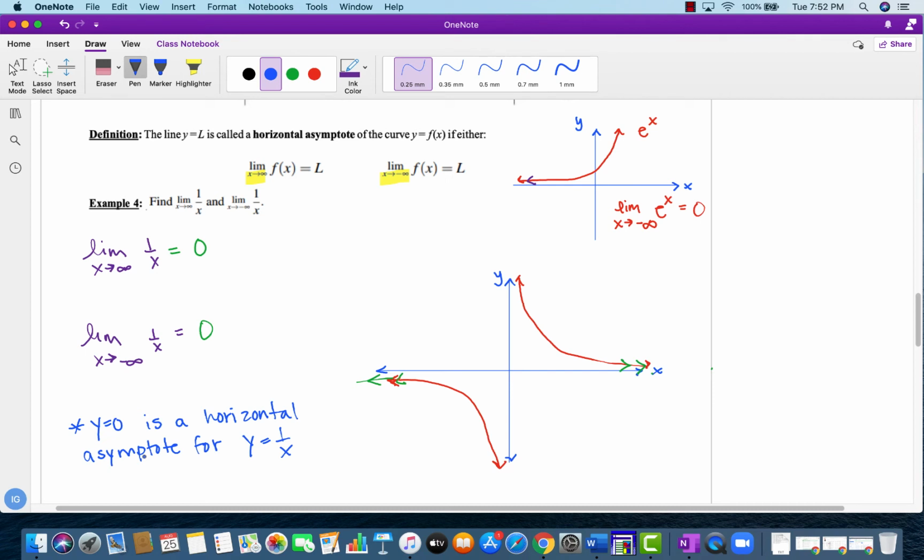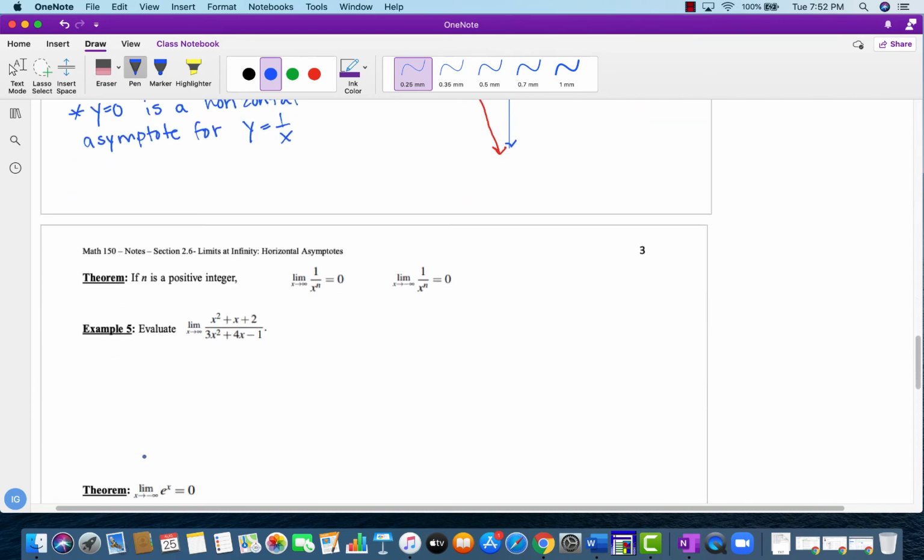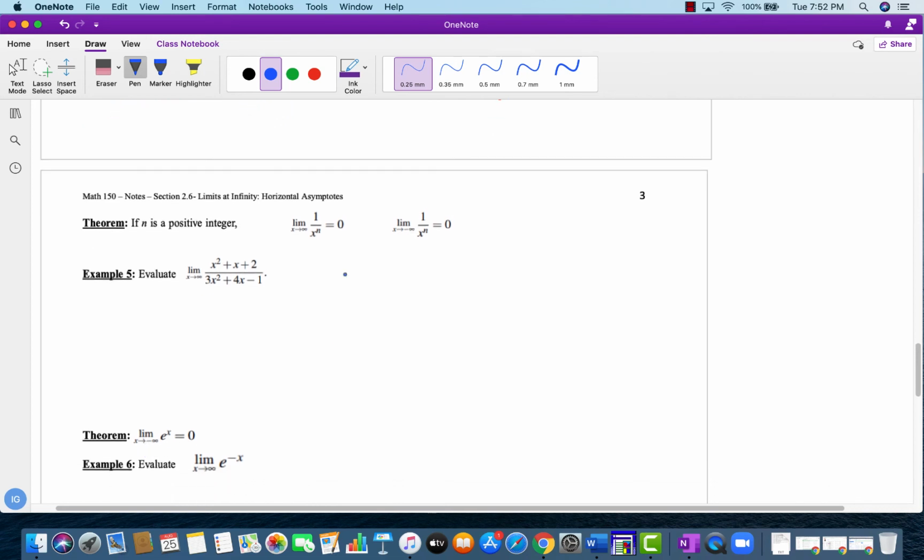All right, now let's look at a theorem. We have two theorems on the next page. This is a cool theorem. It says if n is a positive integer, then we have this. So the limit as x approaches infinity of 1 over x to the n. Now this exponent is what has to be a positive integer, okay? Is equal to 0. Because remember, if you have a negative exponent on the denominator, then you can rewrite it on the numerator, okay? So this has to be positive.